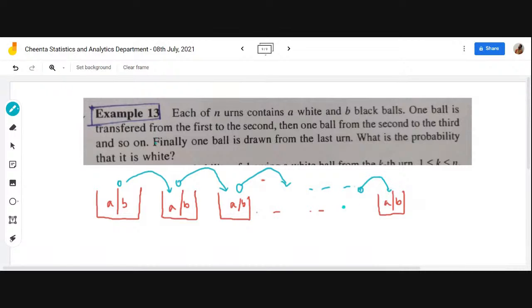What is the probability the last ball is white? And then a final ball is taken out. What is the probability it's white or black? Really interesting problem, real life problem. So let's try it out, guys.